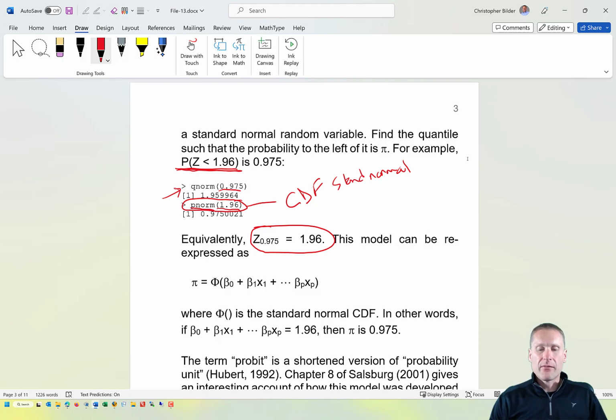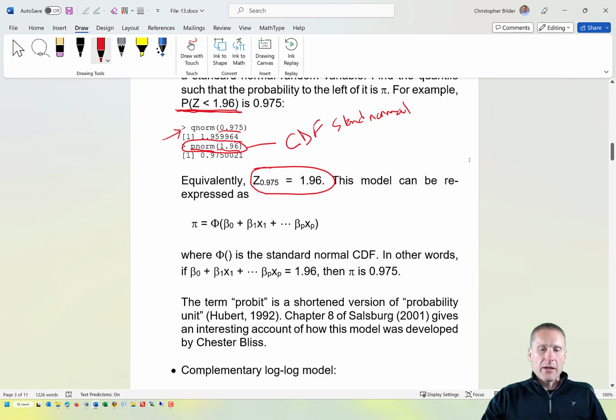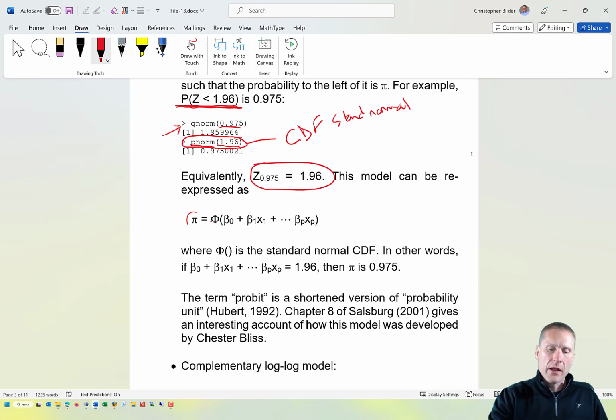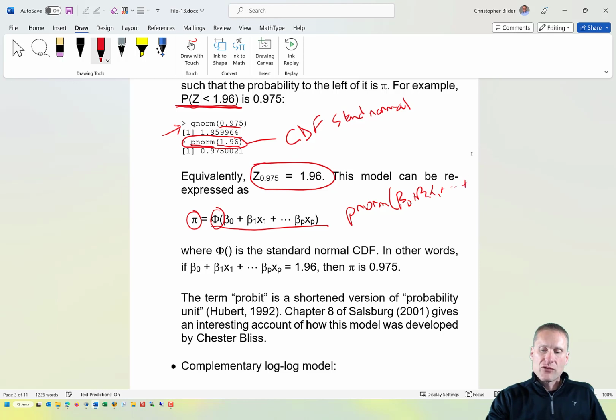CDF gives you. Now, this probit model can be re-expressed in this format here. I have pi, the probability of success, on the left side, and on the right side, I have this linear predictor inside a function. This function is the cumulative distribution function for a standard normal. In R, as in the software package, if I say pnorm of beta 0 plus beta 1 times x1 plus, and so on, if I knew what the betas were, if I knew what the x's were, put that in there, this gives me my corresponding probability, pi.